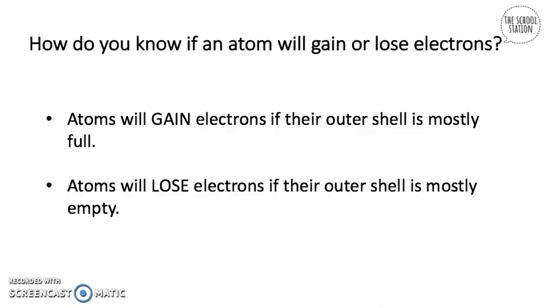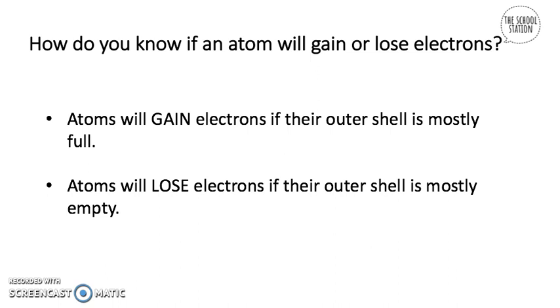So how do you know if an atom will gain or lose electrons? Atoms will gain electrons if their outer shell is mostly full, and atoms will lose electrons if the outer shell is mostly empty. You may not understand this right now, but when we go on to the examples and our ionic bonding video, you will definitely understand more. As I said, when you gain electrons it is a negative thing, and when you lose electrons, you're giving away, so it is a positive thing. So you'll get a positive charge.